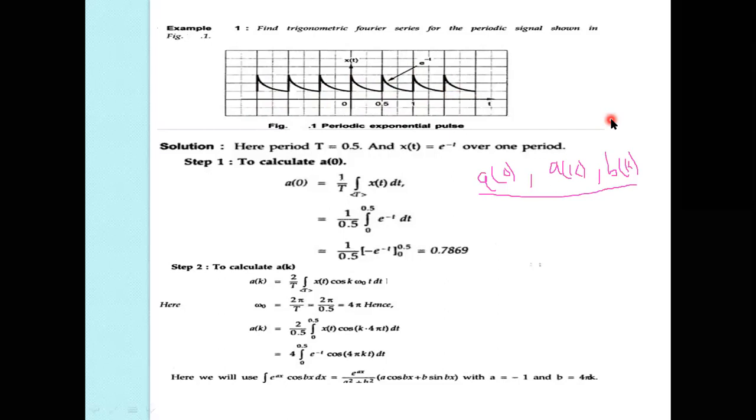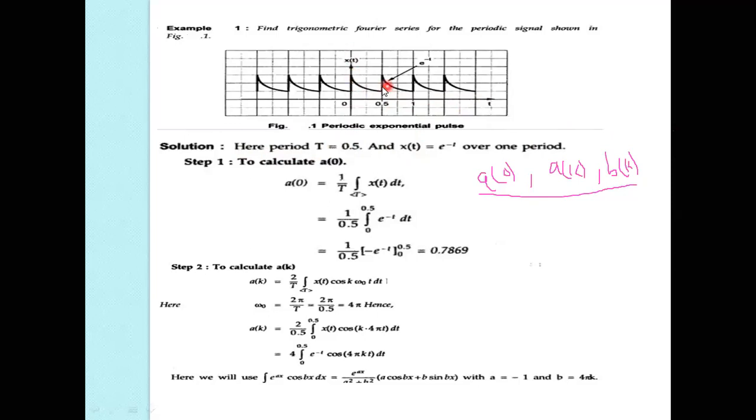It repeats with an equal interval of time. With what period? 0.5. You see, the period T is equal to 0.5. From 0.5 to 1 is 0.5, 1 to 1.5 is also 0.5, and 1.5 to 2 is also a period of 0.5. And what is the given function? x of t.